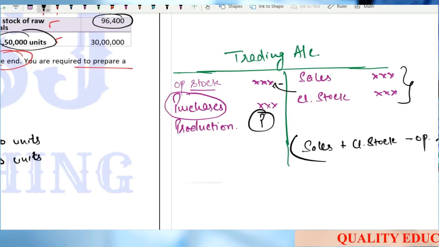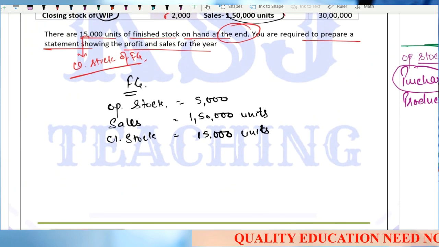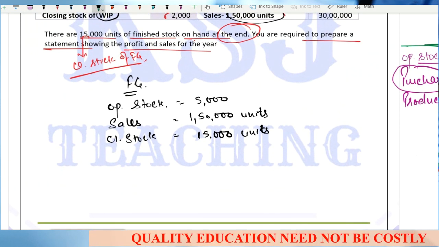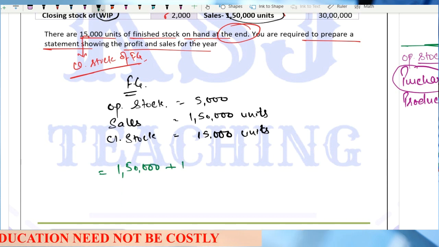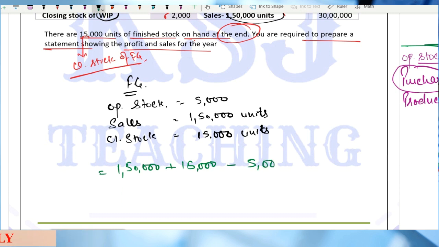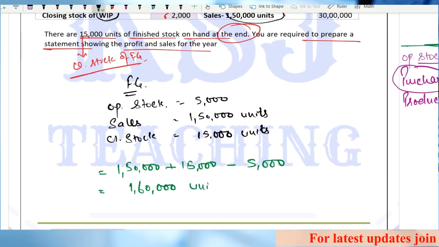Right? So the same thing we are going to apply here. What is my sales? My sales is 1,50,000 units. What is my closing stock? Plus 15,000. And what is my opening stock? 5,000. So can you tell me the number of units produced? That is 1,60,000 units. Any doubt?